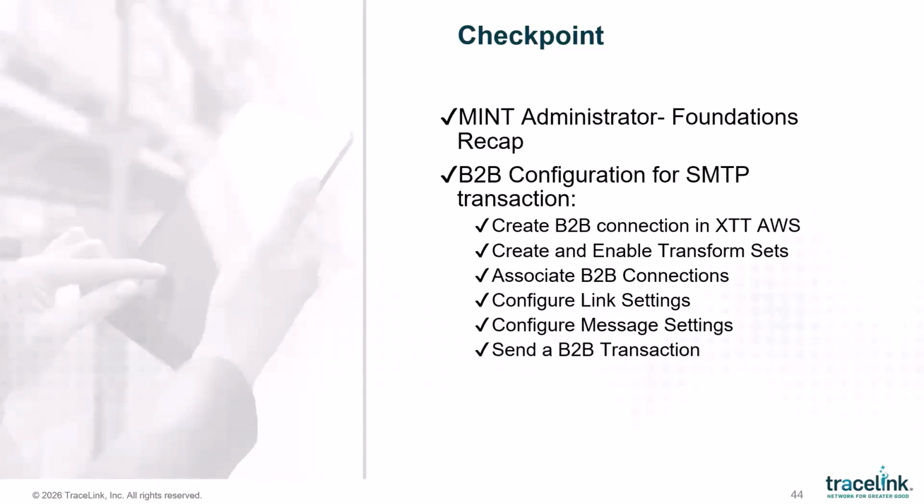Firstly, we went through the foundations recap. Then the B2B configuration for SMTP transactions. How to create a B2B connection in XTT AWS. How to create and enable transform sets. How to associate B2B connections. Configure link settings. Configure message settings. And then how to send a B2B transaction.